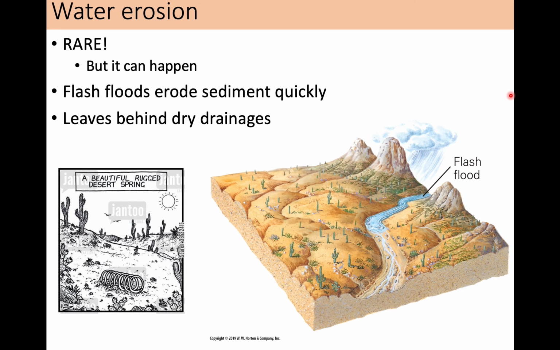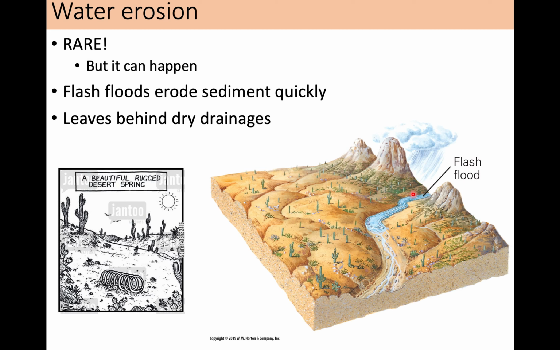So because many deserts have very compacted sand, but it's not cemented together. That's the word I was looking for. The flash floods can actually erode quite a bit very, very quickly because the sediment is not cemented together. It's just loose sediment. And what this can do is leave behind drainage areas.